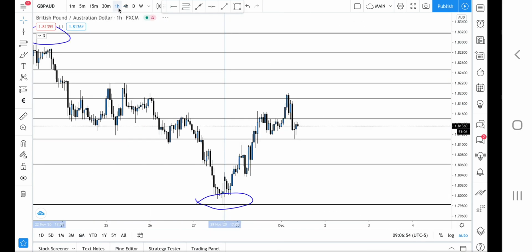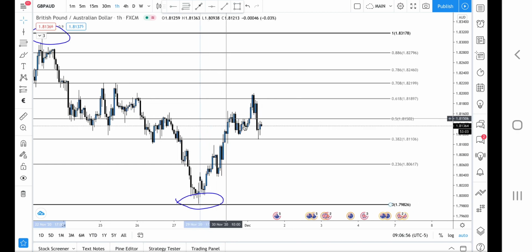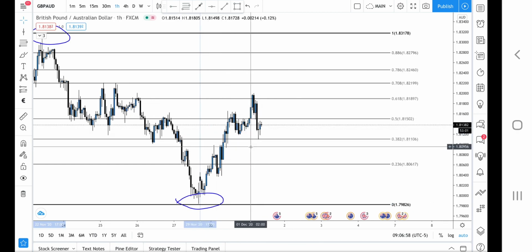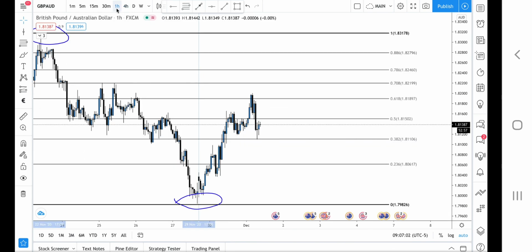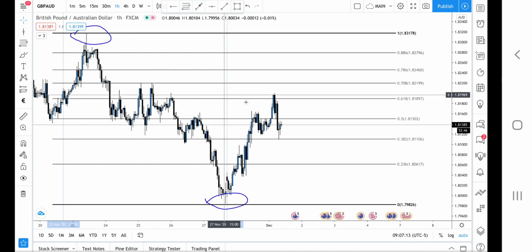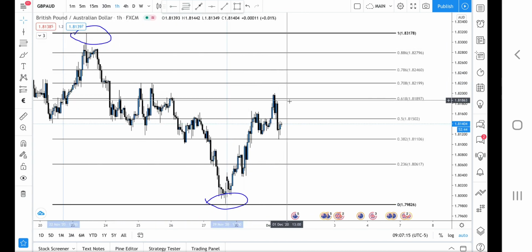Because we break this down to the hourly, we'll be able to see how well these levels are being respected. The main way that I use Fibonacci is as confluence for other components of technical analysis. Say we have a trend line coming over the exact same area that we're looking at, right through here, and we also have a rejection off the 618. That would be a confluence in itself.